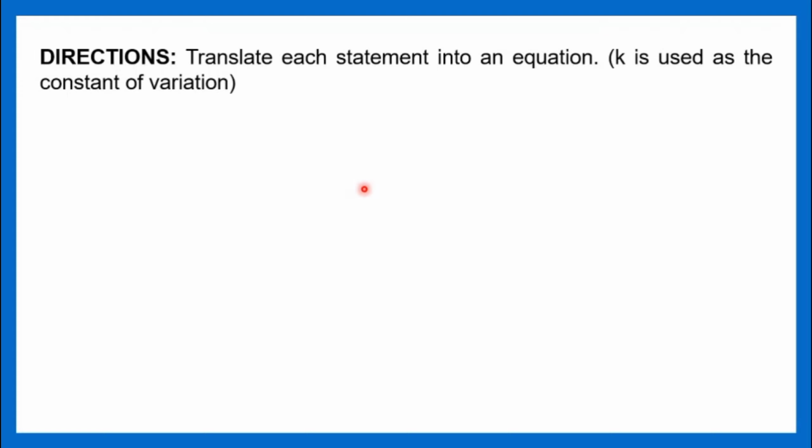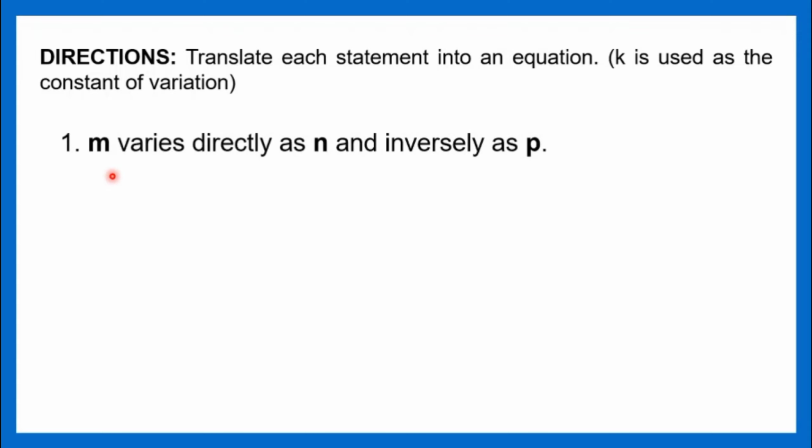Right. So let's try to translate naman combined variation. Syempre, k, we're going to use k as the constant of variation. Ayan. So let's have number 1. Paano kaya i-translate ito into combined variation? M varies directly as n and inversely as p. So ayan, magkasama na. Kaya combined. May directly tapos may inversely. So ibig sabihin naka-fraction ito. And ganito po yan isusulat.